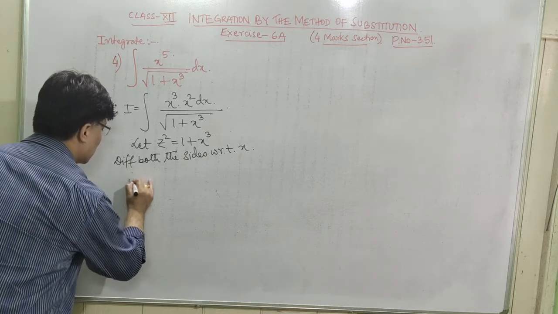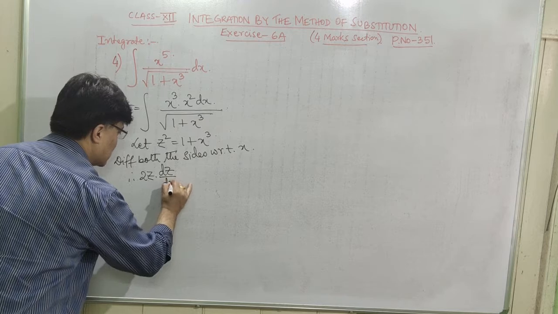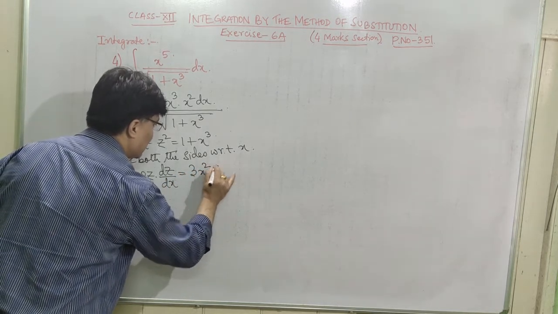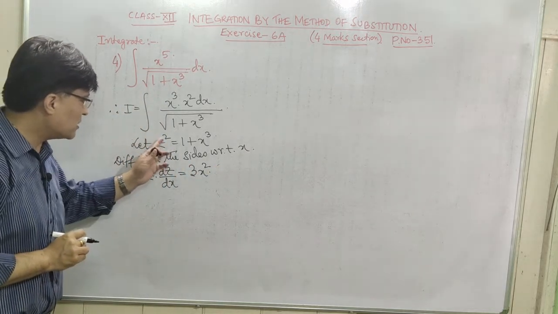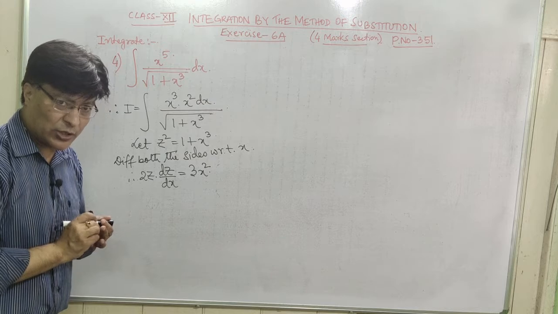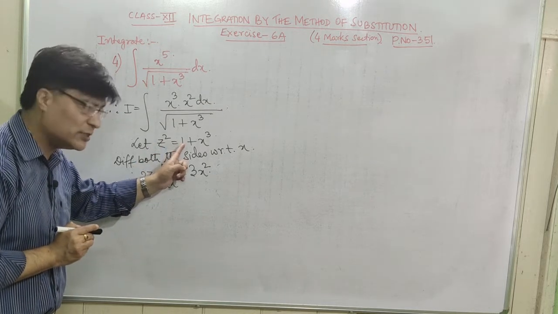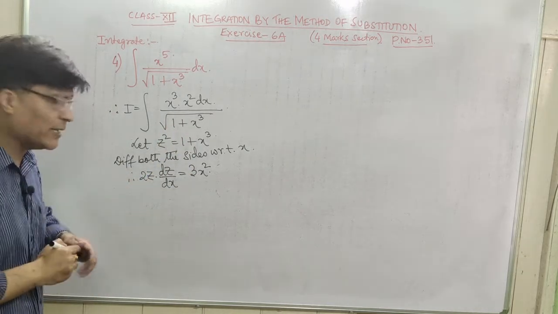So what is the differentiation of z square with respect to x? It is 2z dz by dx is equal to, for 1 it is 0, so it is 3x square. Differentiation of z square with respect to x will be 2z into dz by dx is equal to, for 1 it is 0, and the differentiation of x cube with respect to x is 3x square.